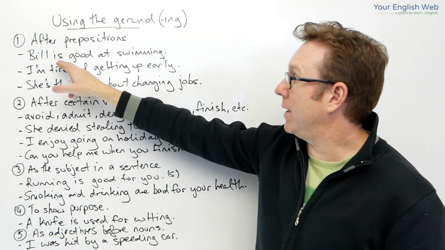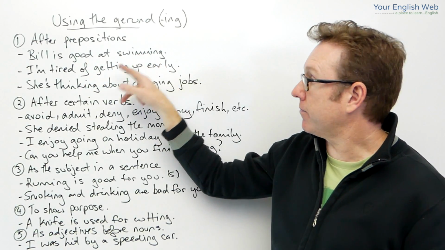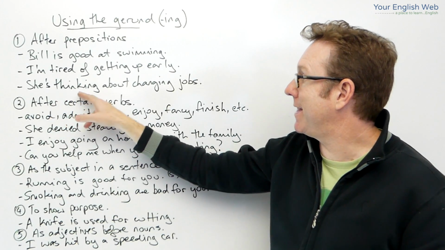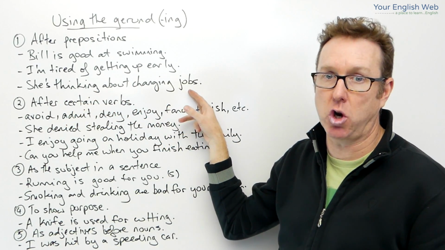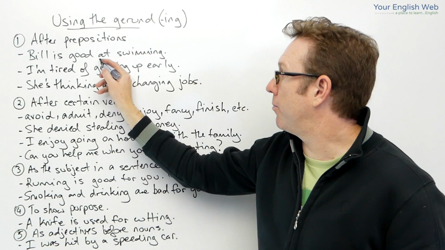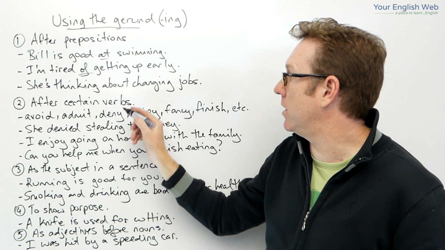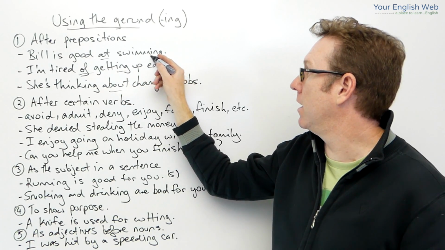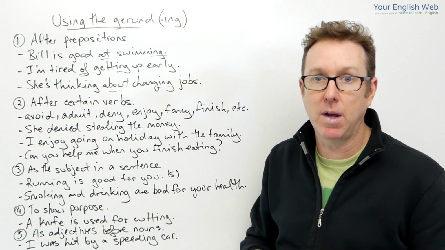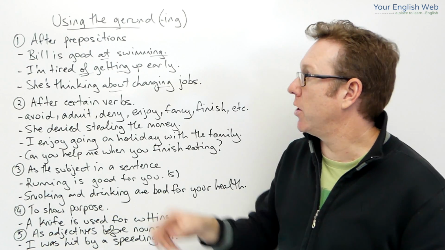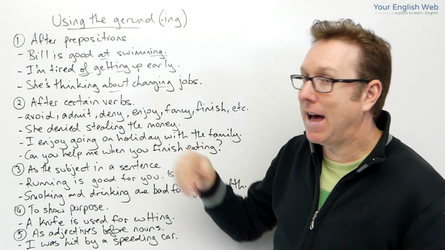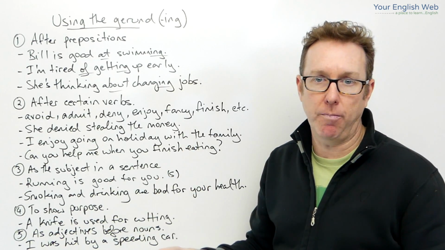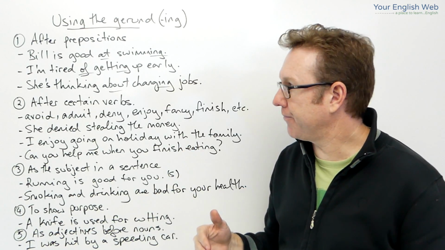So, Bill is good at swimming. I'm tired of getting up early. She's thinking about changing jobs. So, preposition, preposition, preposition, ing, ing, ing. Okay? Now that's the easiest way to remember, so that when we have the preposition, afterwards, if we use a verb, ing form. Okay? Always.